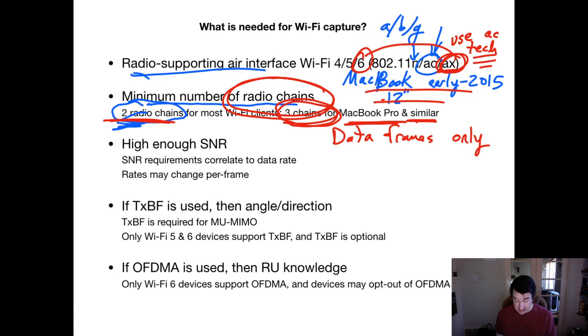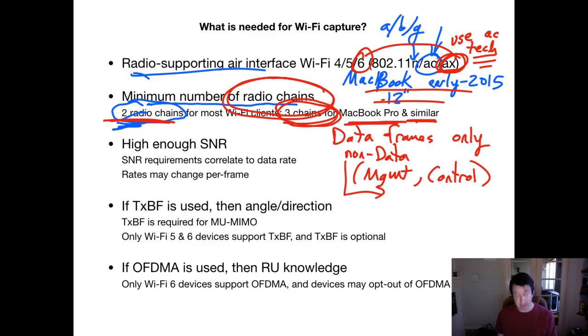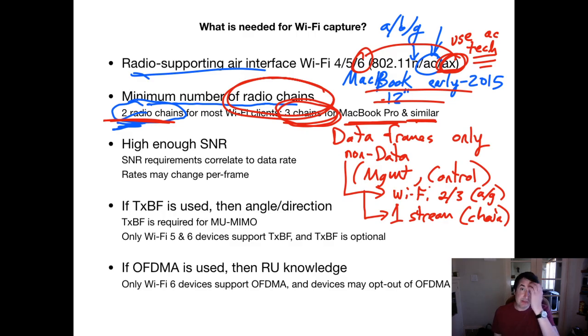Okay. Non-data traffic. So non-data traffic would be management frames and control frames. Non-data traffic is going to use Wi-Fi 2 or 3 typically. That's 802.11a or g typically. And non-data traffic is going to use a single stream, or sorry, one stream, meaning 1 radio chain. So even if someone has a MacBook Pro, I do have the ability to capture their non-data traffic.